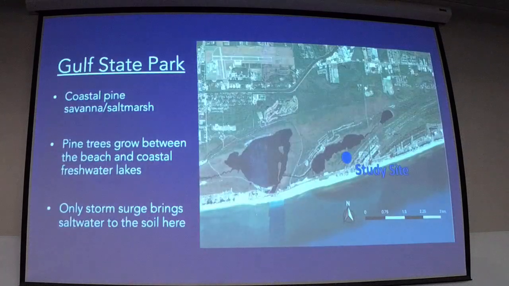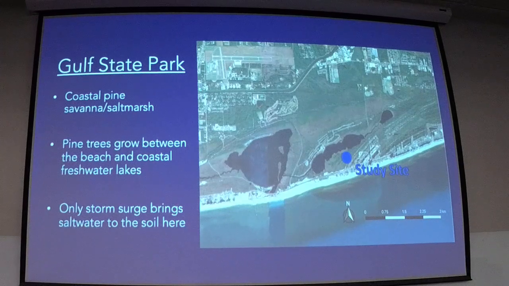And we're going to start at the site closest to the coast. This is a site called Gulf State Park. This is a pine savanna growing right next to condominiums on the beach. So if you've ever been to Orange Beach or near Floribama, the Floribama line near the coast, some of these trees are growing 300 to 500 yards from the beach.